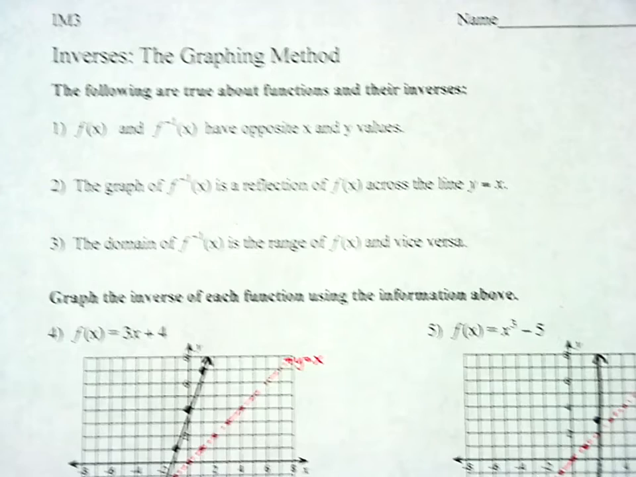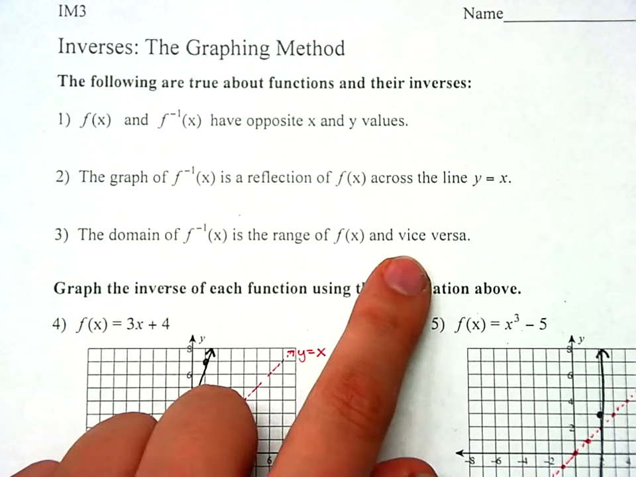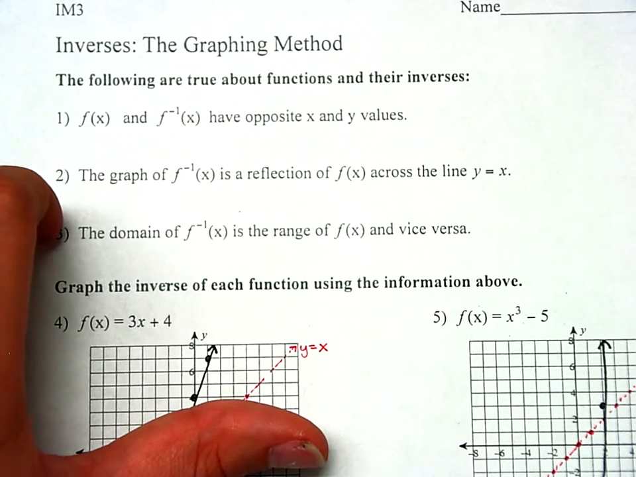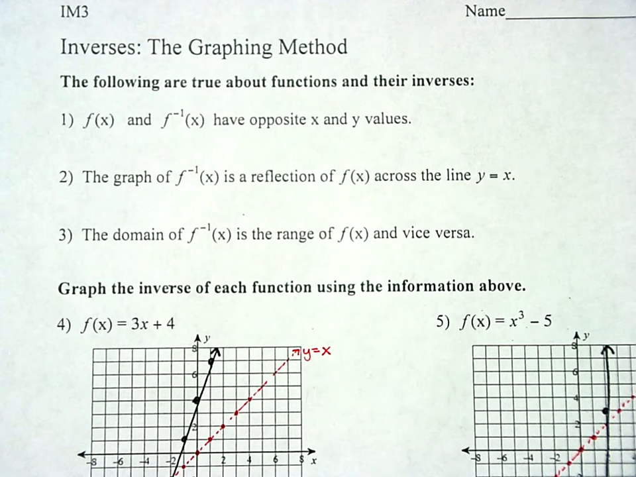just so it's there so we can see that's the reflection line. The third thing is that the domain of the inverse is the range of the function and vice versa. That's pretty much the same thing as the first point, but it's just another way of thinking about that the x values are switched, and same thing with the y values.